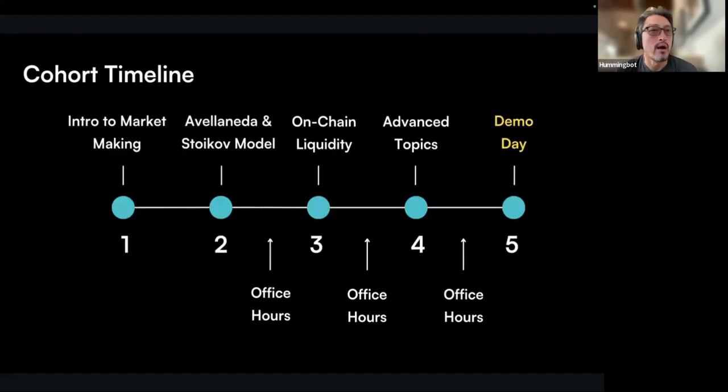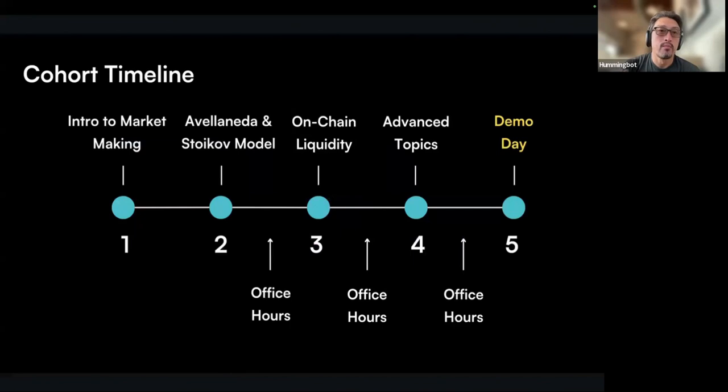So here's what the timeline for our next cohort looks like. We've really started to focus on market making because we want to make sure we offer business value. And I think market making is probably one of the main ways people can monetize using Hummingbot afterwards. So in week 1, we go through a basic fundamental intro to market making, really making sure people understand the fundamentals of what a market making algorithm looks like.